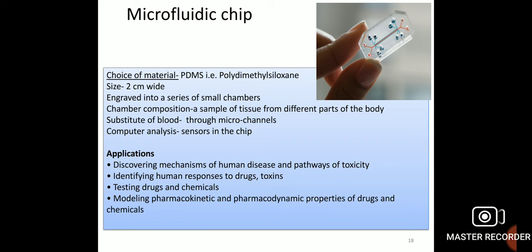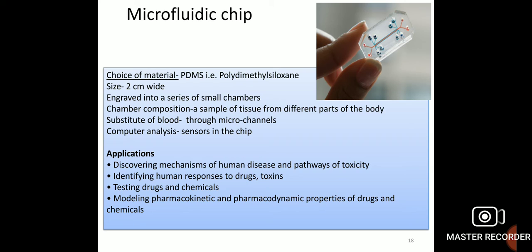These organs, everything is connected or supplied with the blood. So this is how these things are created in a very small chip. That's why it's called a microfluidic chip, because a very little amount of fluid is available in a series of small chambers that are engraved into this chip.